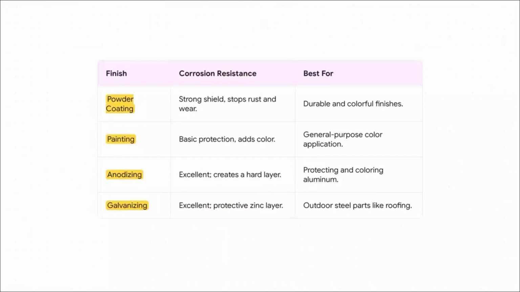A raw metal product, well, it's not going to last very long out in the elements. So the final step is finishing, and this is for both protection and for looks. Powder coating gives you a really durable, colorful shield. Anodizing creates an incredibly hard protective layer on aluminum. And galvanizing coats steel in a layer of zinc to stop it from rusting, which makes it absolutely perfect for anything that's going to live outdoors.